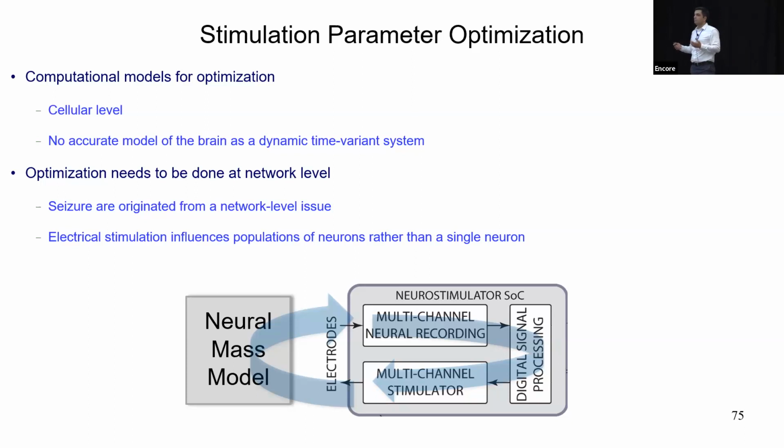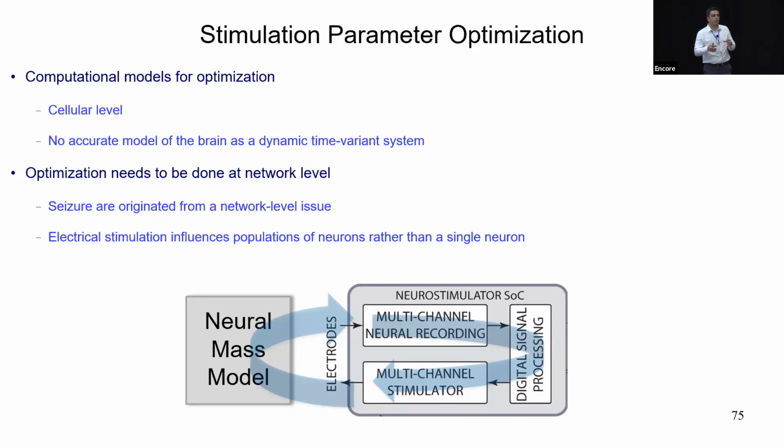So this brings us to network-level models, or mesoscopic scale models of neurons, such as the Wilson-Cowan model or the Jansen-Rit model. These are models that emulate the dynamics of populations of neurons. It makes sense to use them because seizure, after all, is a network-level problem. We talked about that. Also, our electrical stimulation is affecting multiple populations of neurons, so if you're going to use a computational model, it should be at this scale.